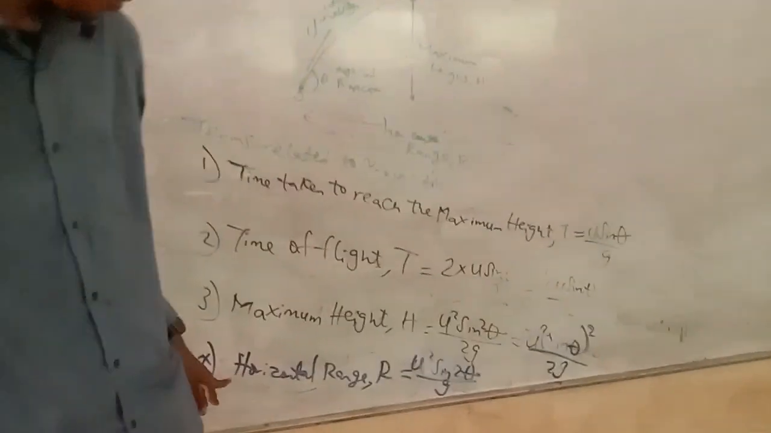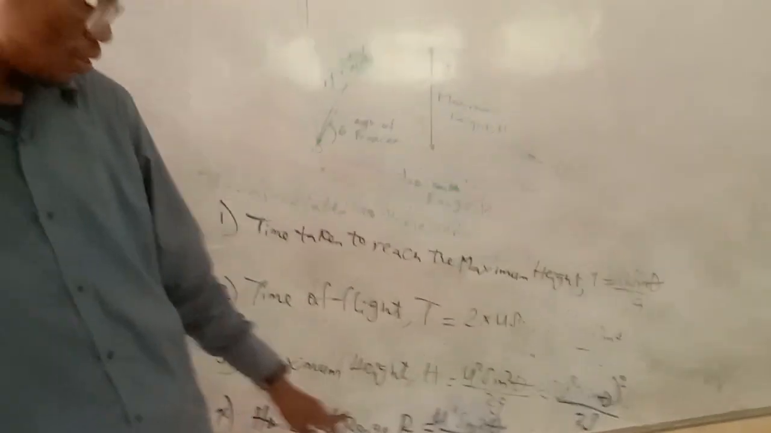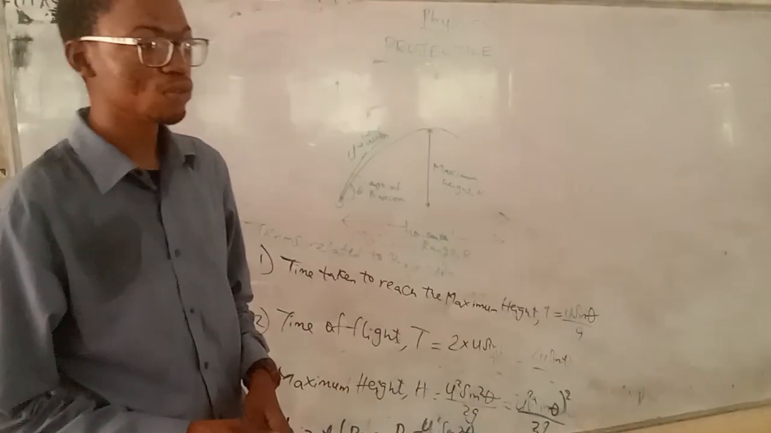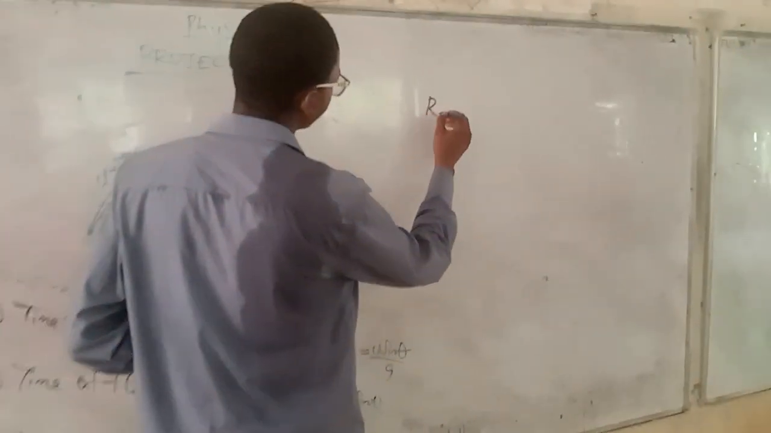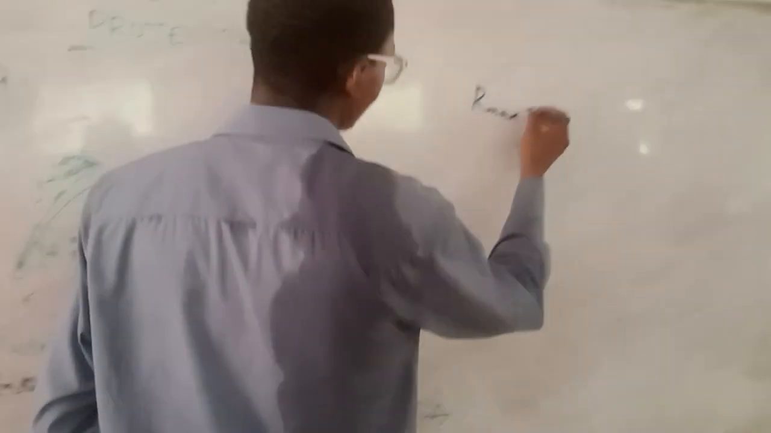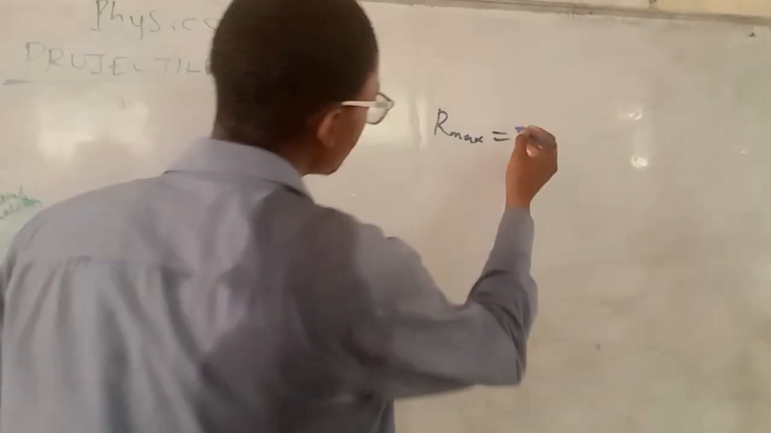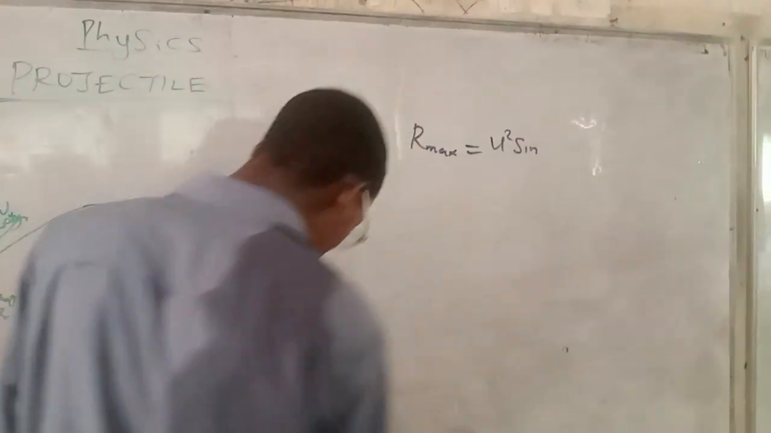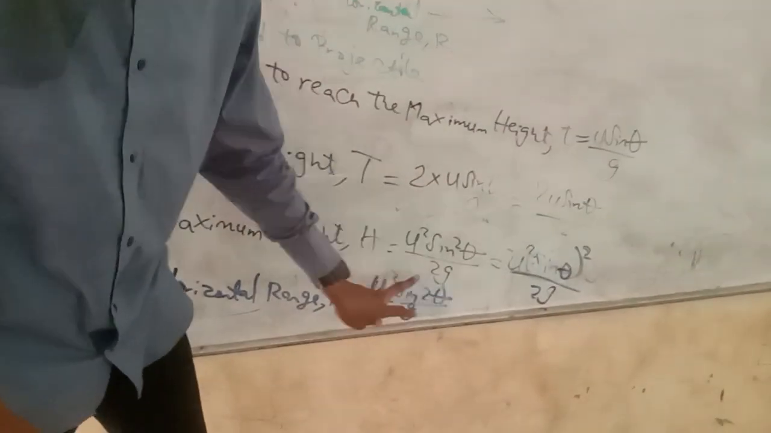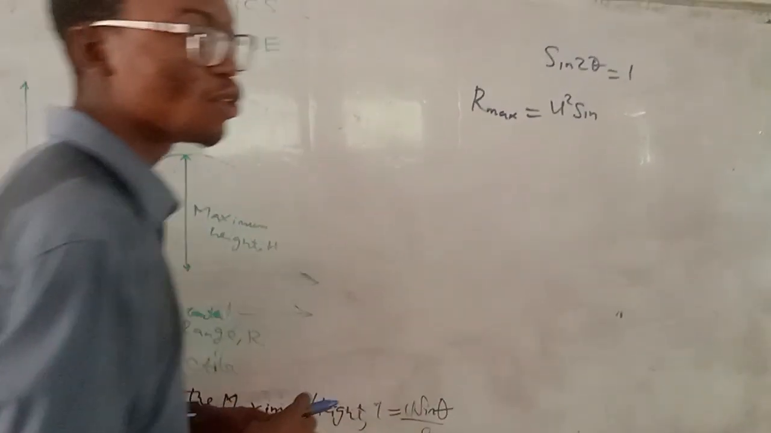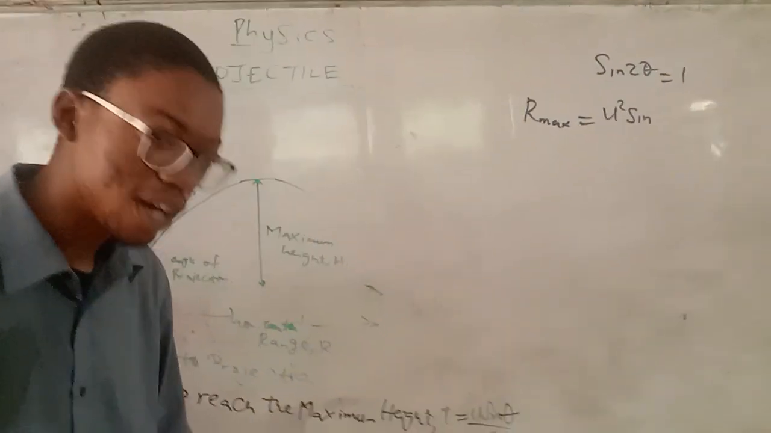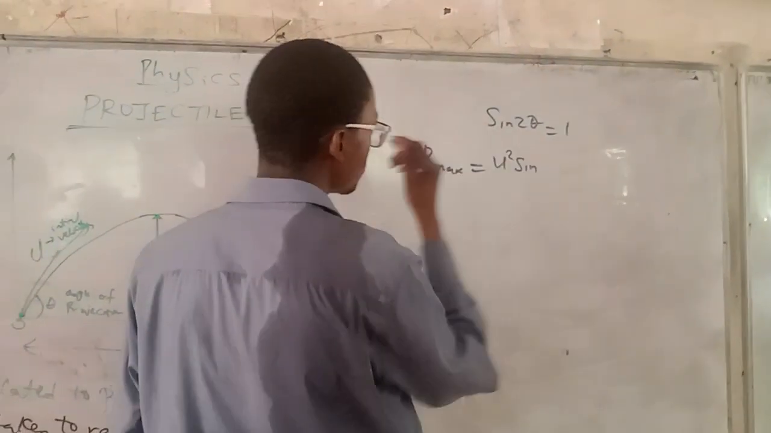Now they can ask you this question: at what angle is your horizontal range maximum? At what angle will your horizontal range be maximum? What they are asking you to find is your R maximum. For it to be maximum, your sine 2 theta must be equal to 1. This sine 2 theta must be equal to what? 1.